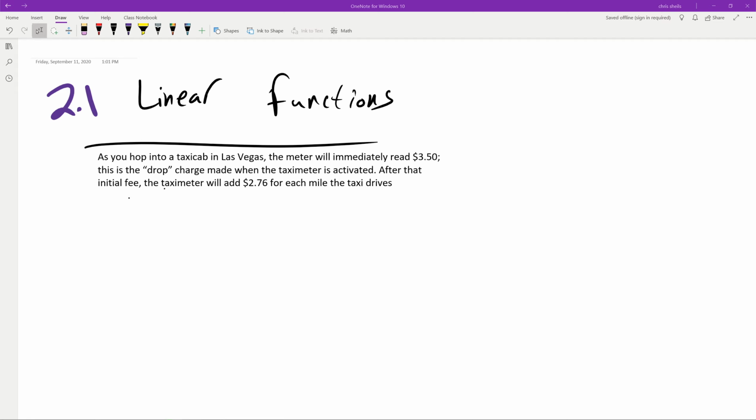So, in order to discuss this idea of linear functions, let's hop right into an example here. As you hop into a taxi cab in Las Vegas, the meter will immediately read $3.50. This is the drop charge made when the taxi meter is activated. After that initial fee, the taxi meter will add $2.76 for each mile the taxi drives. So, with this information, we might want to ask, is it possible to model this scenario with a function?